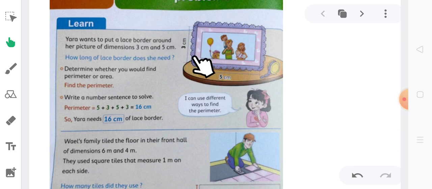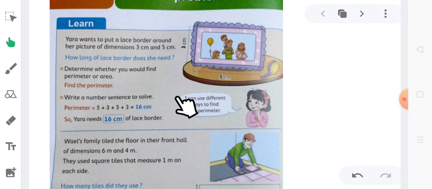I've got two dimensions: the width is the small side, and the length. Okay, what do I need to get? The border or the frame, I mean the outside. The frame outside is called the perimeter. So determine whether you find perimeter or area. When we talk about the frame or the outside border, we talk about the perimeter.